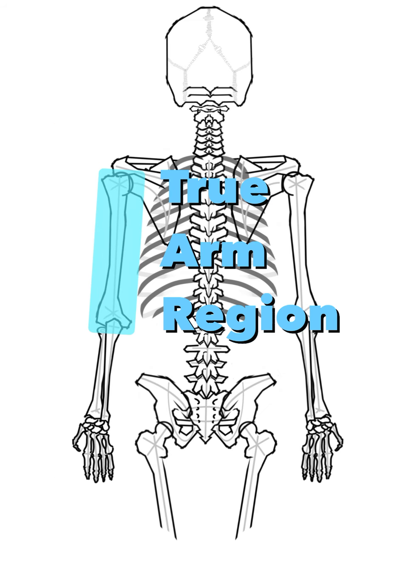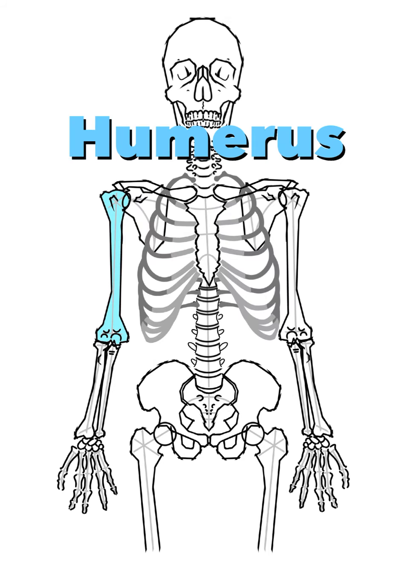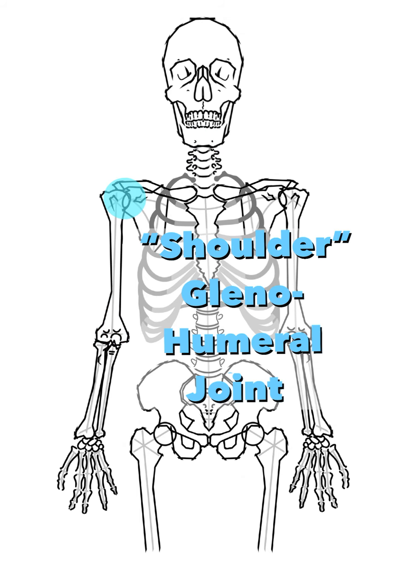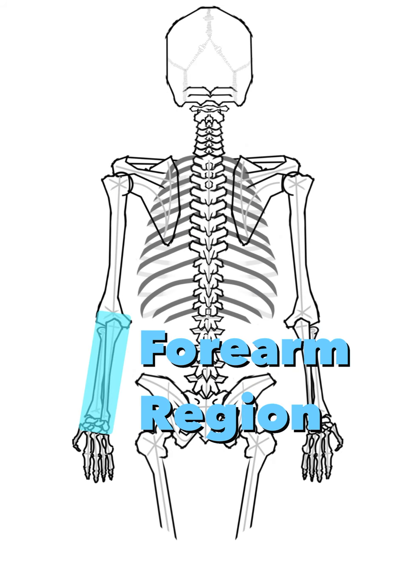Our true arm region has a single bone that we call the humerus. That humerus sits in the glenoid cavity of the scapula and forms what we know as the glenohumeral joint, or more commonly, the shoulder. The forearm region has two bones.